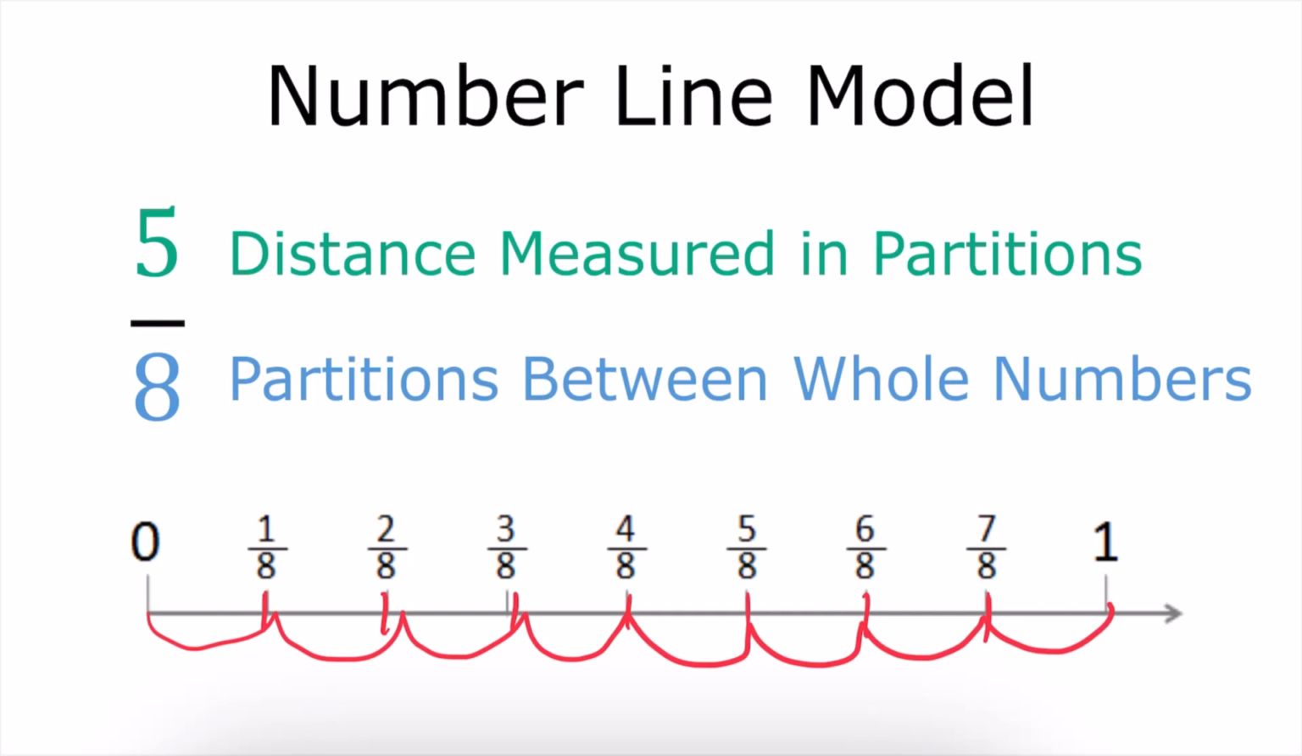And on a number line model, the numerator of the fraction defines the distance from 0 measured in whatever partitions are defined by the denominator. And the entire fraction can be represented by the point on the number line that is that distance from 0. So in this case, the fraction 5/8 can be represented by the point that is 5 units away from 0, where the units are each 1/8 of the distance from 0 to 1.